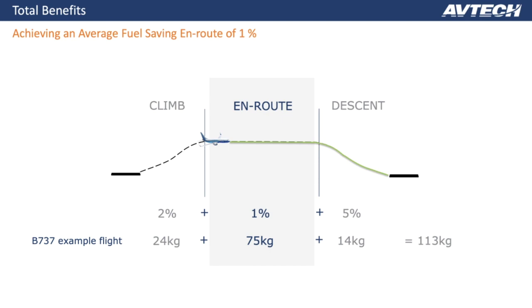And even though I would say all the potential fuel saving may not be achieved because of ATC restrictions and other operational reasons, if even a fraction of the potential could be achieved for the individual flight, this will still add up to quite a significant fuel saving on a yearly basis for the airline. We see the example here is at the 1% fuel saving. For a typical flight en route, we have a 75 kilo fuel saving, which adds up.